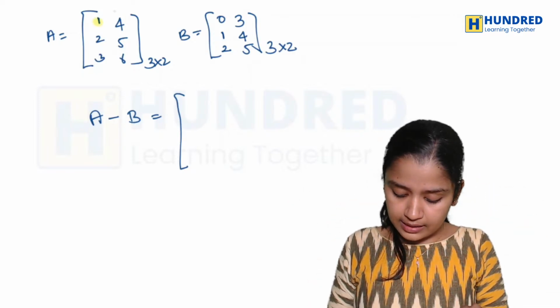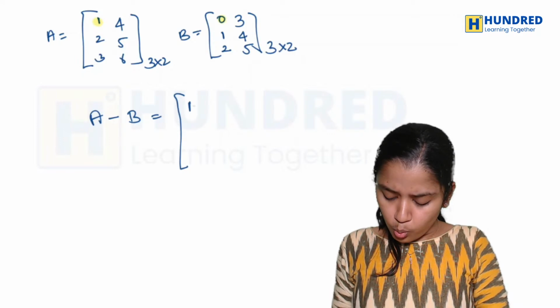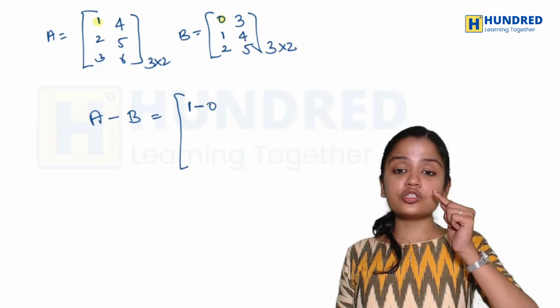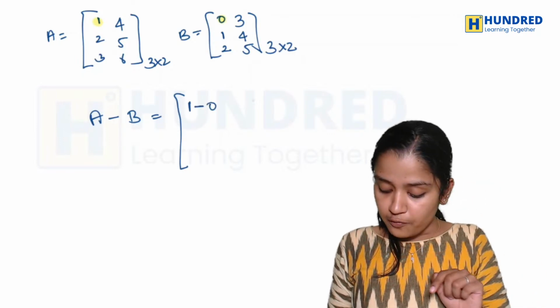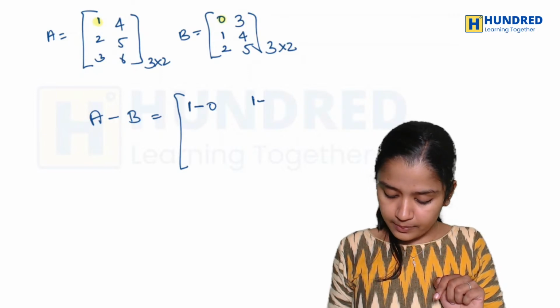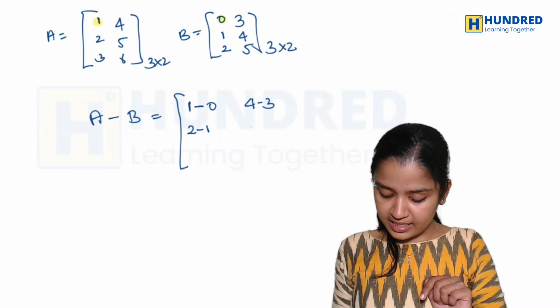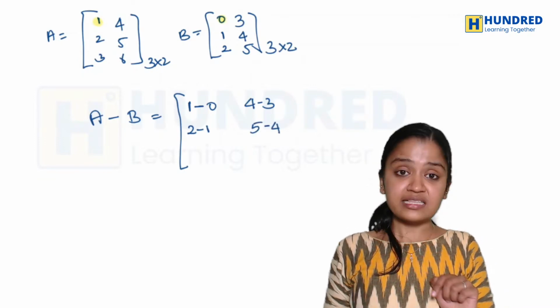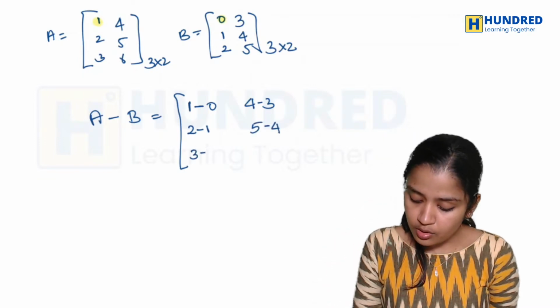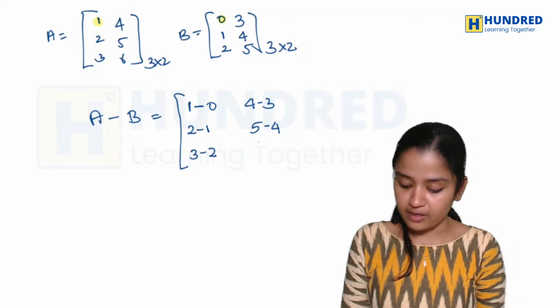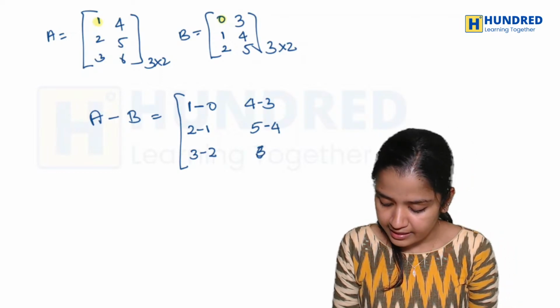So basically 1 minus 0, the first row and first element. First row and second element. Second row and first element. Second row and second element. Third row and first element. Third row and second element. Okay.